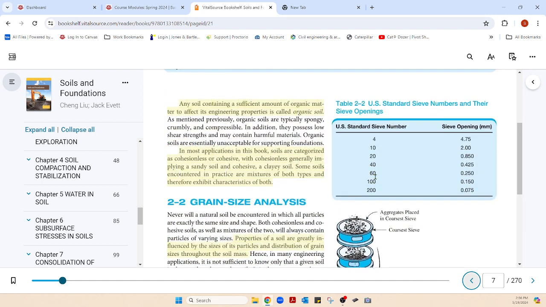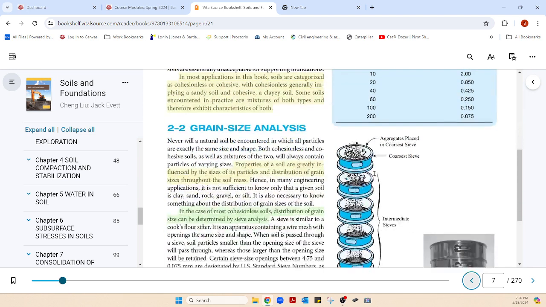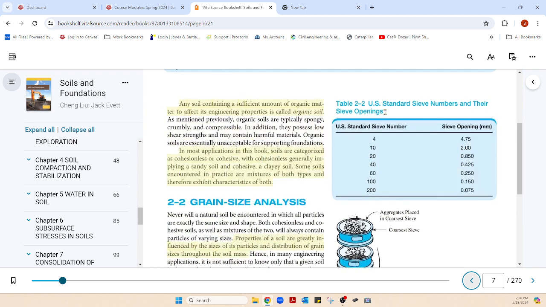Here's the U.S. sieve. These will all be dealt with when we're calculating and classifying soil in the AASHTO. And right now, we need to arrive at how much soil passed each of these sieves. In other words, what was the percent of the sample that passed the number 4?